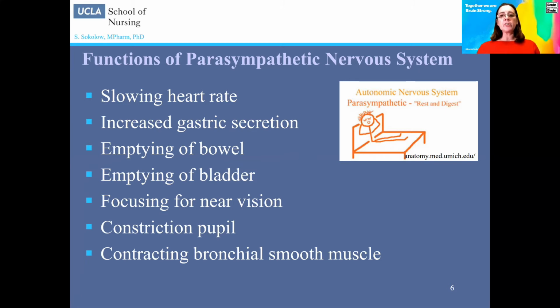So first, the function of the parasympathetic nervous system. It's also called rest and digest. So everything is slow. That means slowing the heart rate, increasing the gastric secretion because this is rest and digest, emptying the bowel, emptying the bladder, focusing of the near vision, constricting the pupil, and then contracting the bronchial smooth muscle.